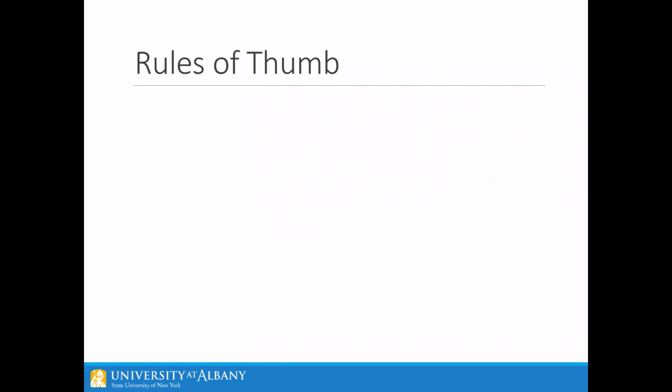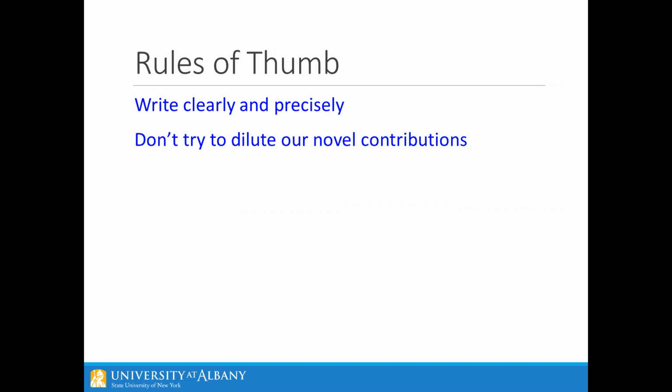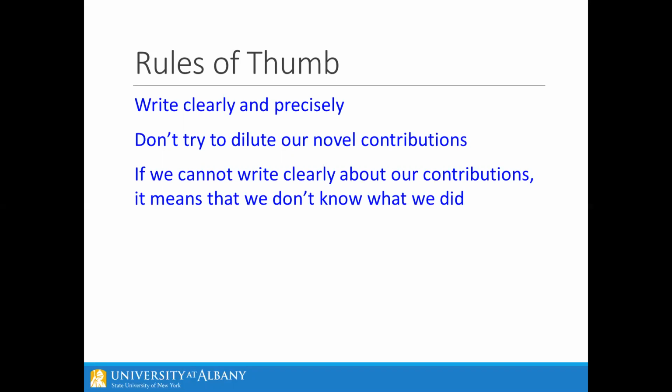There are some rules of thumb which we can follow. Write clearly and precisely. The more clearly you write, the better. You should be clear in your writing. Don't try to dilute your novel contribution. That means you have to be upfront and explicit in writing what your contributions are, what the novel contributions in this work are. If we cannot write clearly about our contributions, that means we don't know what we did. So you have to be very clear.